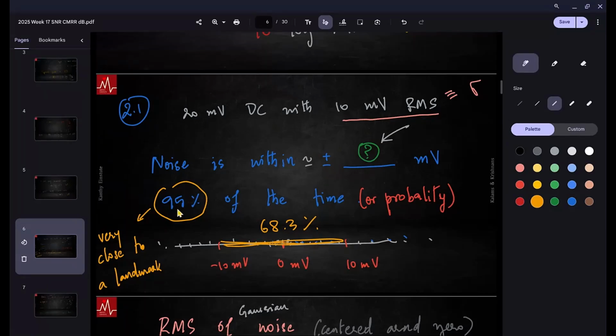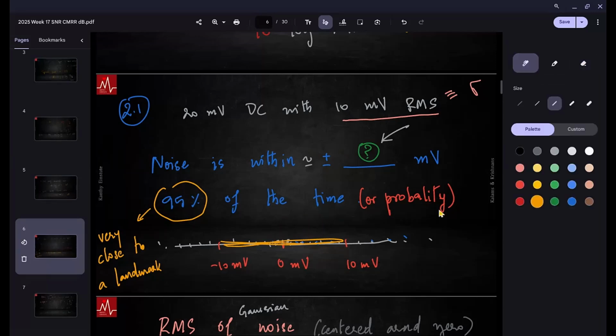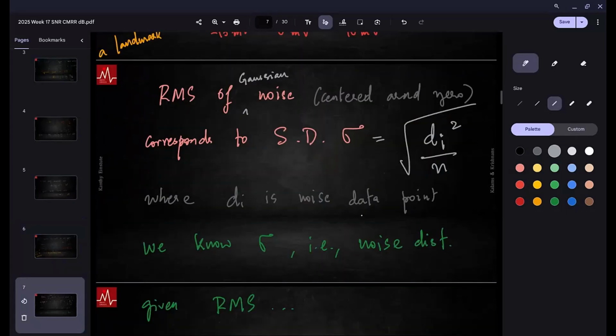Here they are asking, okay, 95% of the time it should be within what bound, what range? 68.3 is 10 millivolt on either side. Yeah, this is 2 sigma. That is correct. Two sigma, that would be 20. Okay.